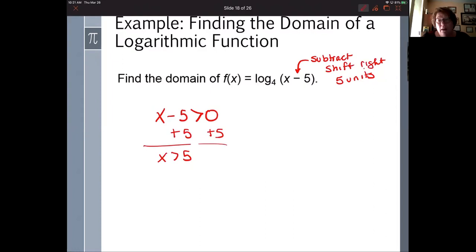You cannot take the log if x is 5. You cannot take the log of 0. You cannot take the log if x is less than 5, because that would mean that value would be negative, and you can't take the log of a negative number. So the domain of this function is all the numbers to the right of 5.